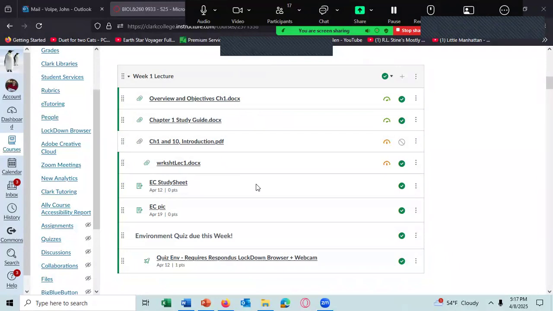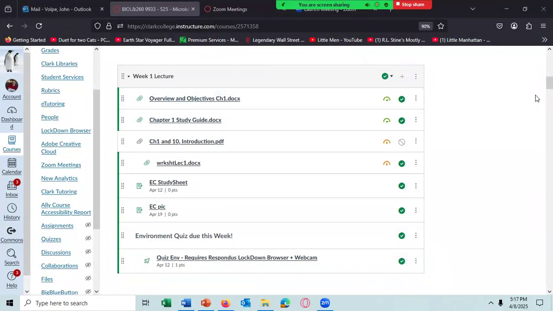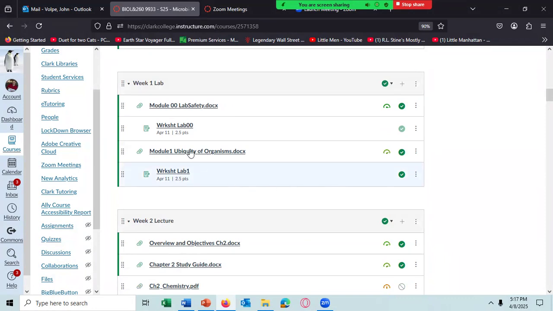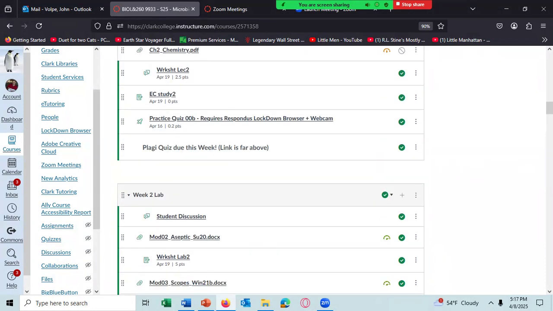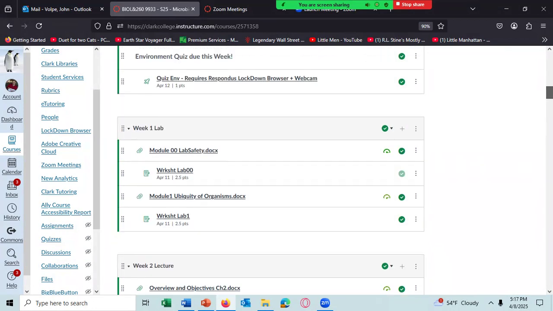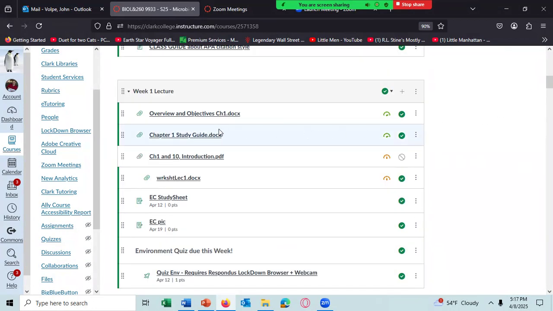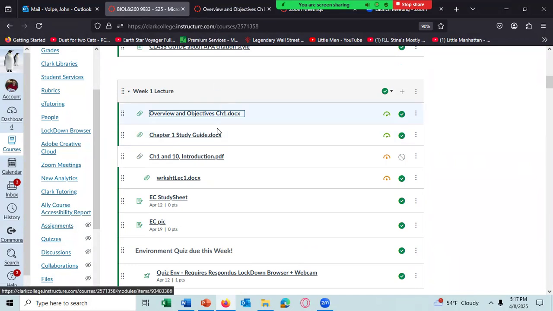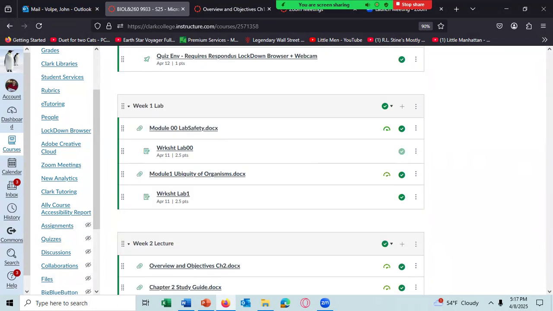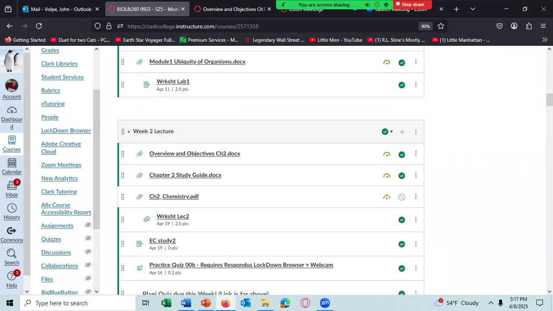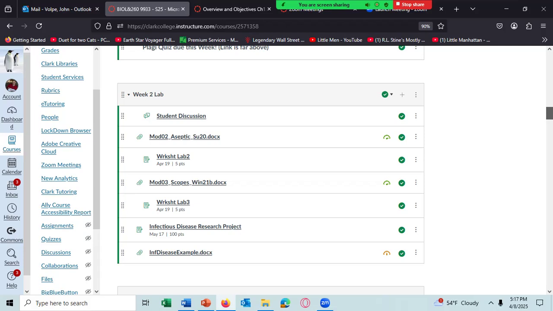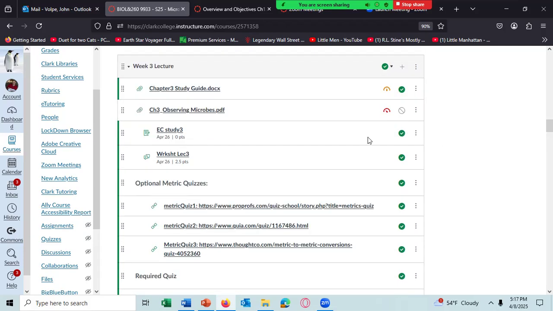And then as you scroll down, there will be a week 1 lecture, followed by a section, week 1 lab. Generally you work on these things from top to bottom. There's an overview of the chapter and the objectives. On some of these, I've got that together with the study guide, in which case I just call it the study guide. Chapter 2, I've got it broken down too, in which case I just call it the study guide.